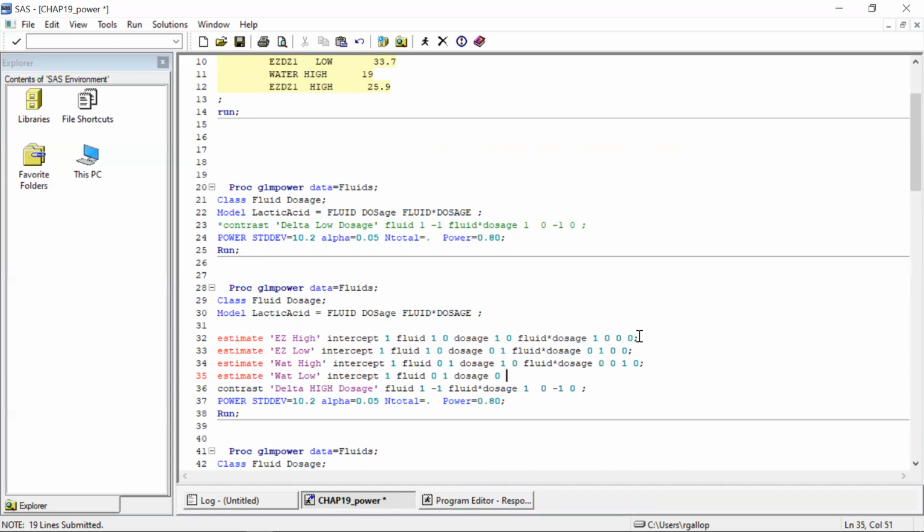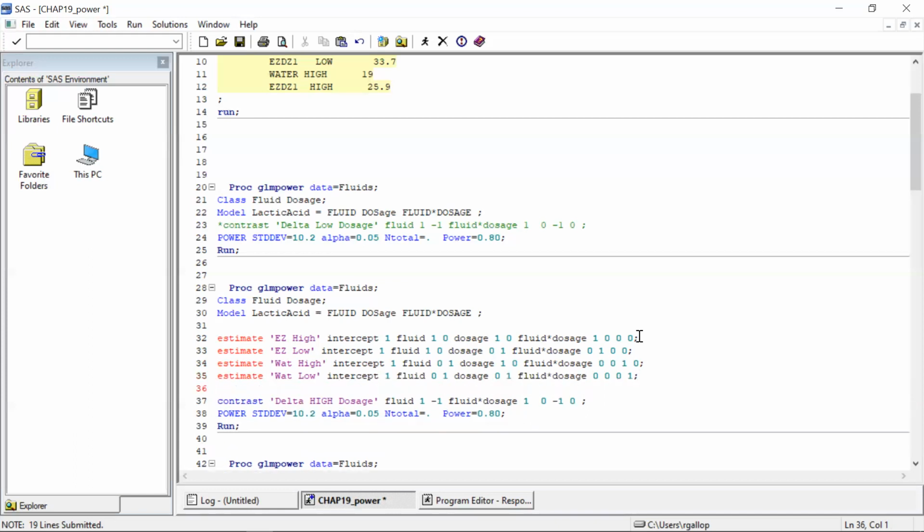Dosage, low, high. My fault. High, low. Then fluid, star dosage. We go easy high, easy low, water high, water low. So that's our 4 cells, and we want to find the difference of the 2 high dosages.